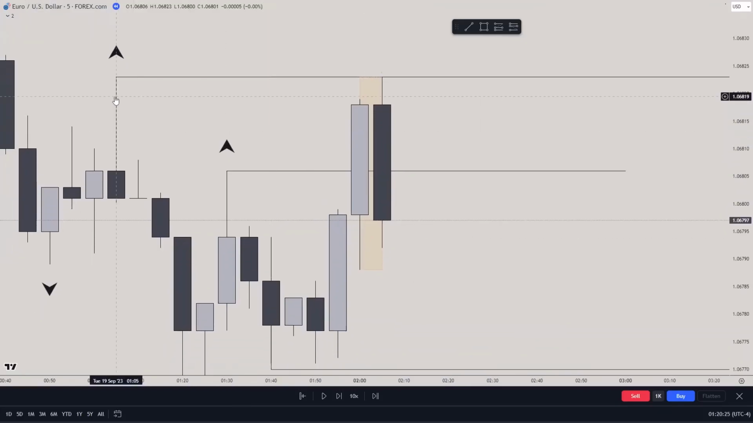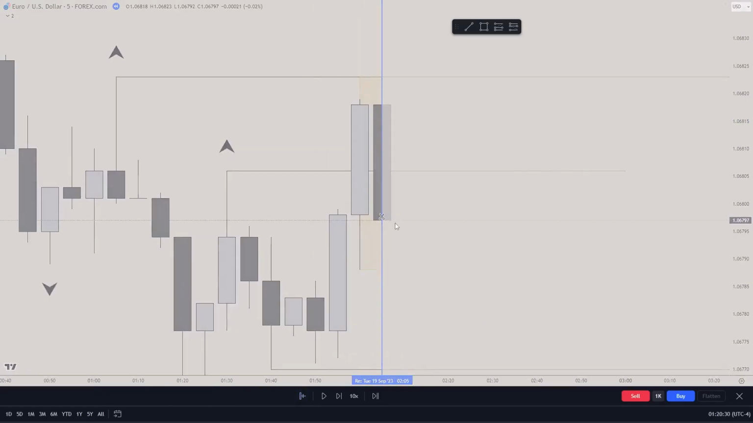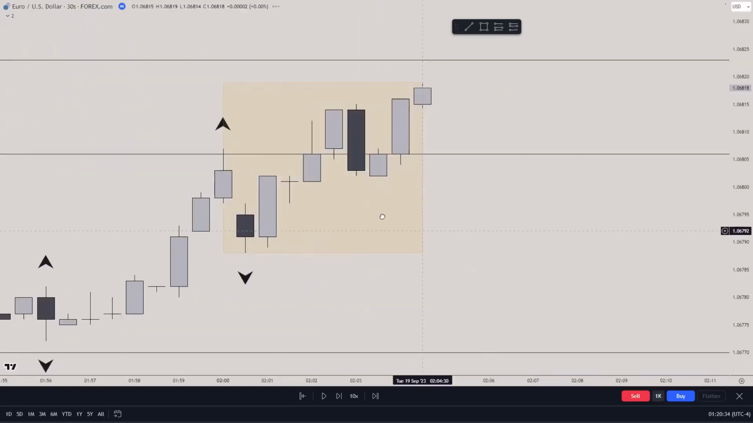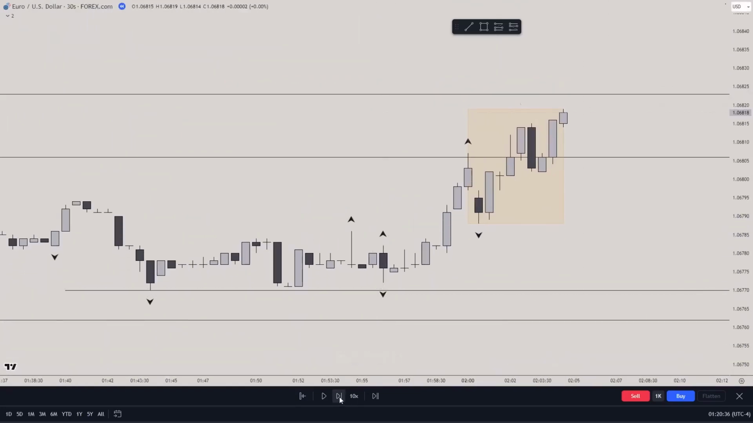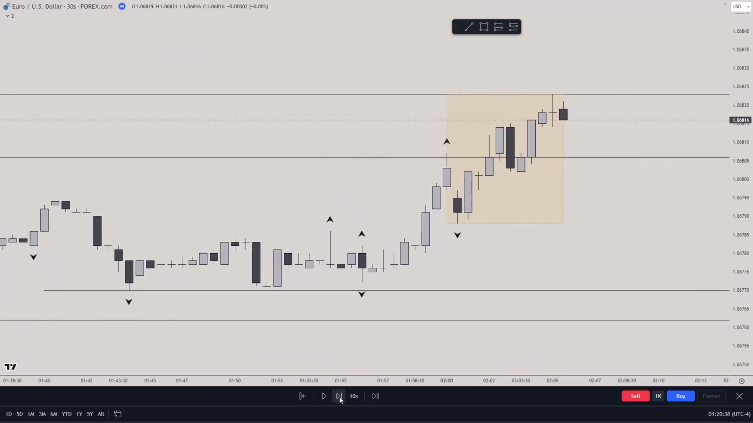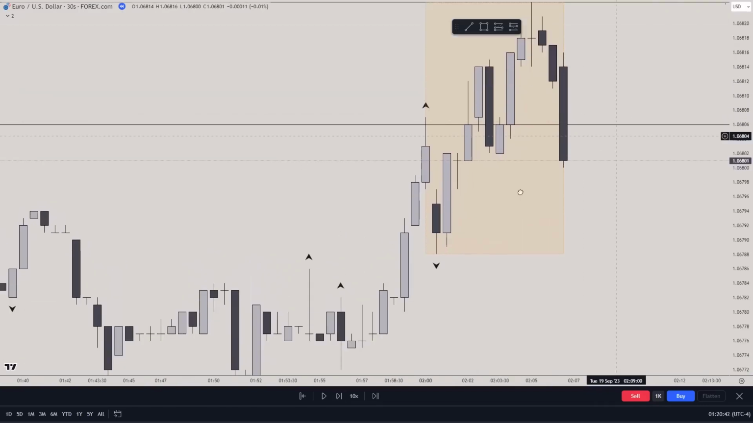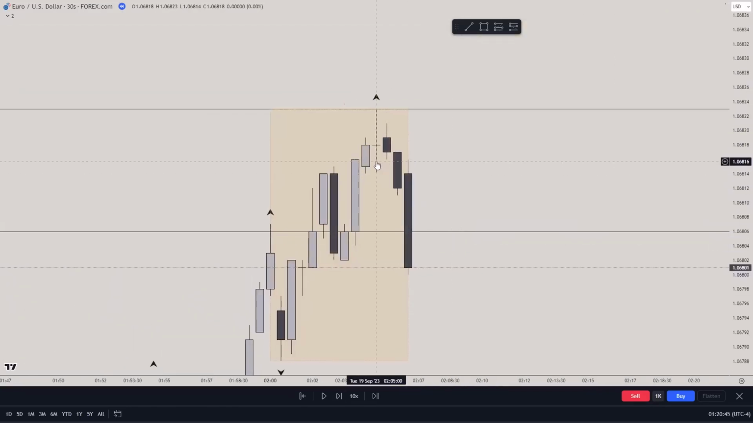So looking at this, I believe we had a sweep here at this level. If I go back here, go to the 30 seconds, let's see if we have any fair value gap available when price takes this. So there's no fair value gap yet. Very small fair value gap. There is literally a small fair value gap, which I'm not really going to consider, right?